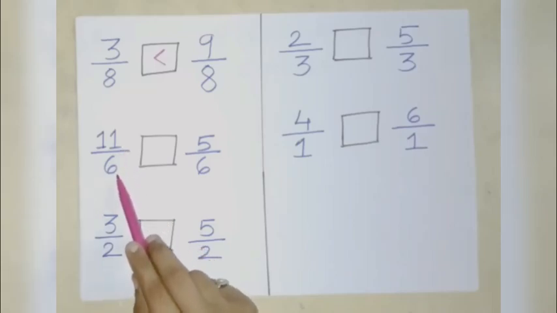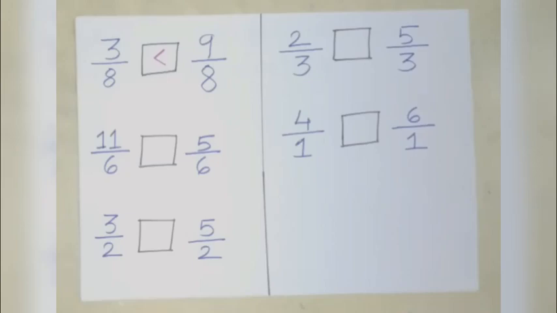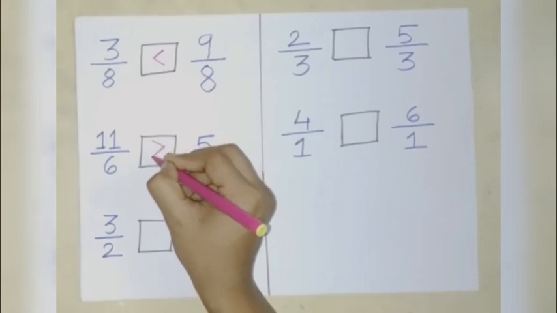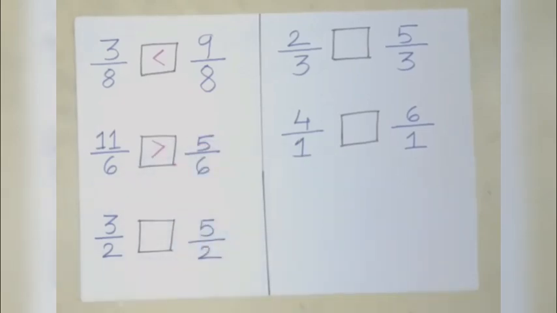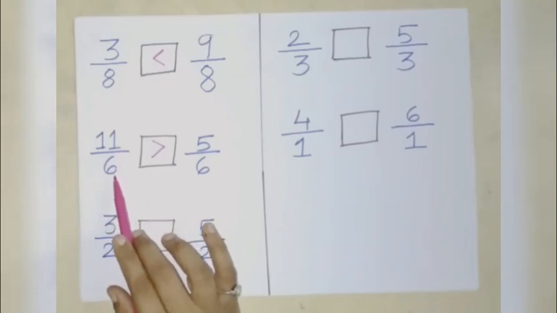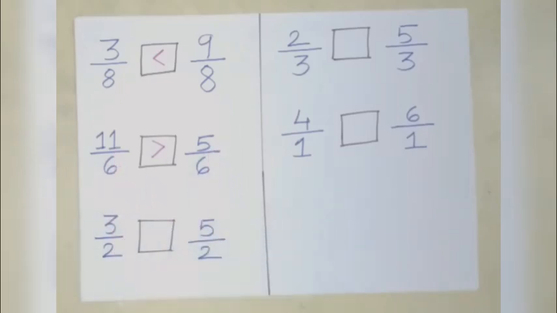11 upon 6, 5 upon 6. This is the like fraction. So, the greater numerator is 11. So, this is the greater fraction. Means 11 upon 6 is greater than 5 upon 6. We will see next example. 3 upon 2 and 5 upon 2. Children, now you tell me which is the greater fraction? Yes, the greater fraction is 5 upon 2.